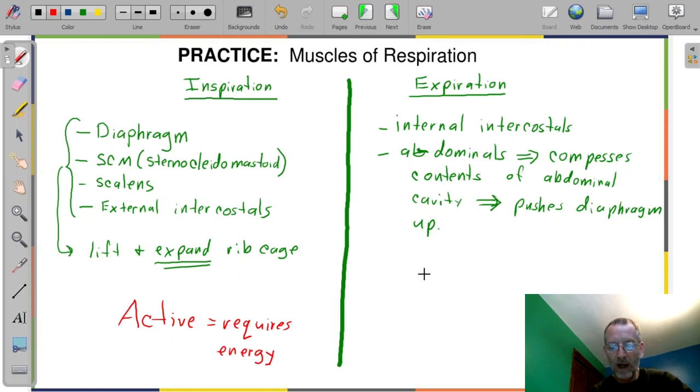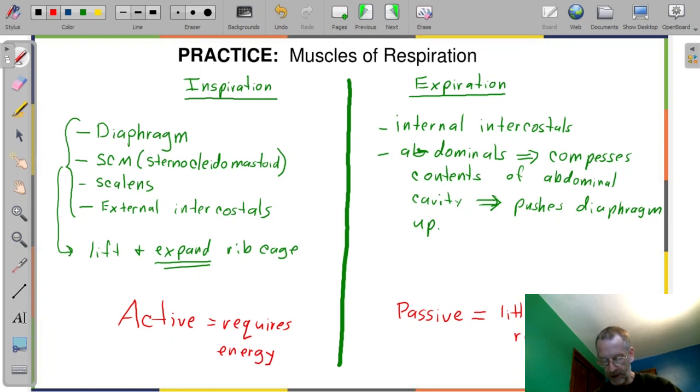The expiratory process is passive. Basically, all you have to do is let everything collapse. Let the rib cage fall back down, and it just presses the air out. So it's passive, little energy required. There's another slide later on that we'll take a look at that illustrates that again.